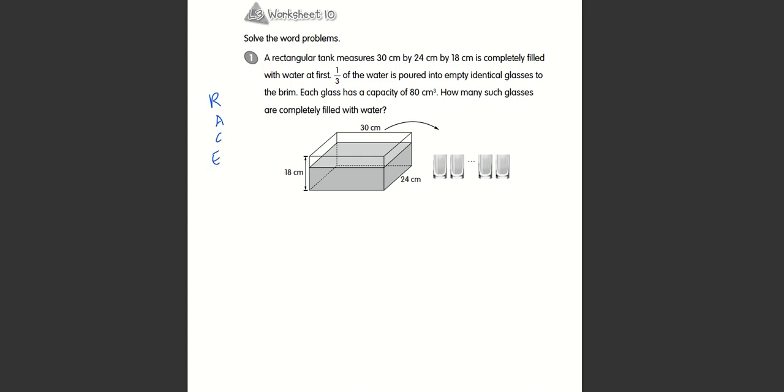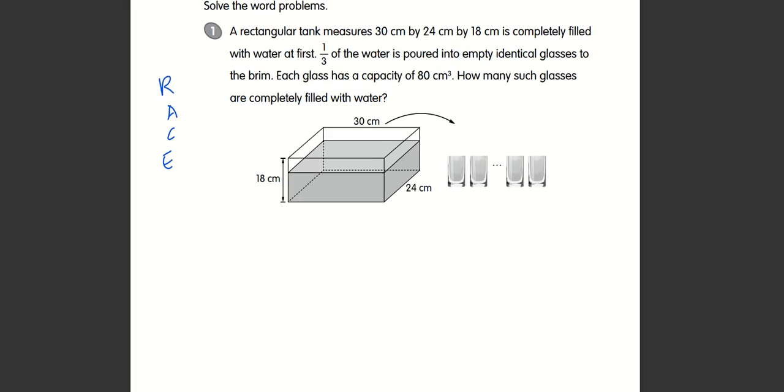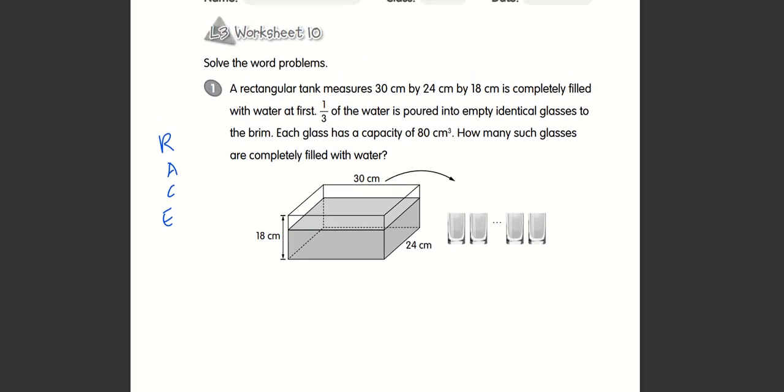There's this tank, and before you begin, if you are like me, a little bit of a visual learner, that means when you see a word problem, the first thing that draws your attention is the picture. Then you take a good look at the picture first. There's this tank, and there's some glasses at the side, and then there's some dots here. Okay, so here it says a rectangular tank measures 30 centimeters by 24 centimeters by 18 centimeters.